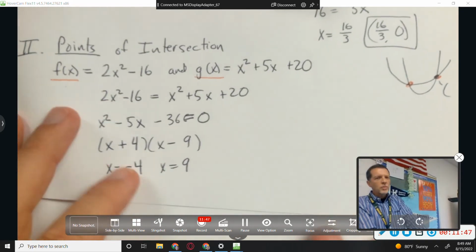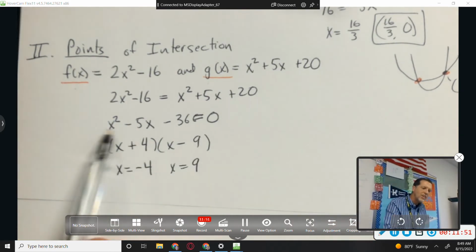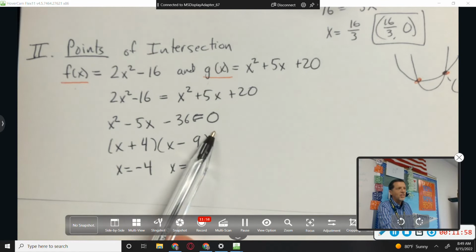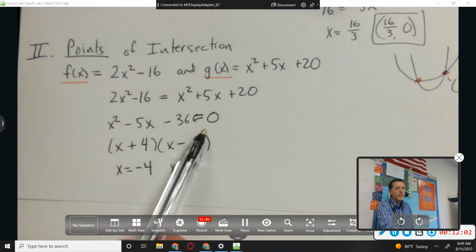Side note, I don't remember if this happens on the worksheet or not. I don't think it does. But what if we got to here, this quadratic that would not factor? What would we do then? Quadratic formula. Yeah, then we have to sing the quadratic formula to ourselves. Or out loud, whatever. But the quadratic formula if it won't factor.